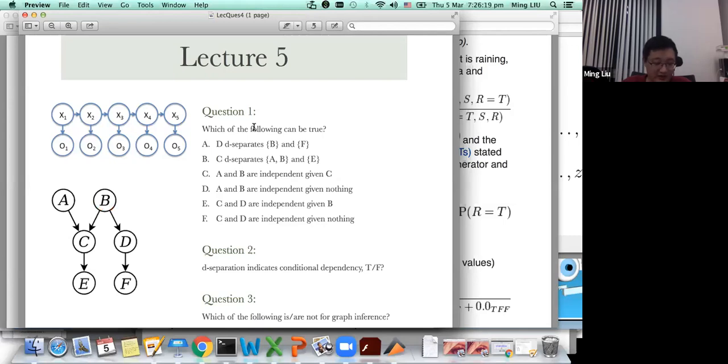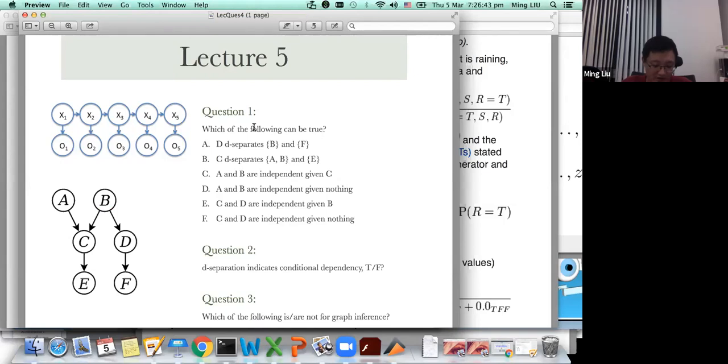C and D are independent given nothing. If you don't have anything, then this is true, right? Consider this is the door. You have two sensor readings, and these two sensor readings are not related, right? They're just two separate sensors. Given nothing, C and D should be independent.